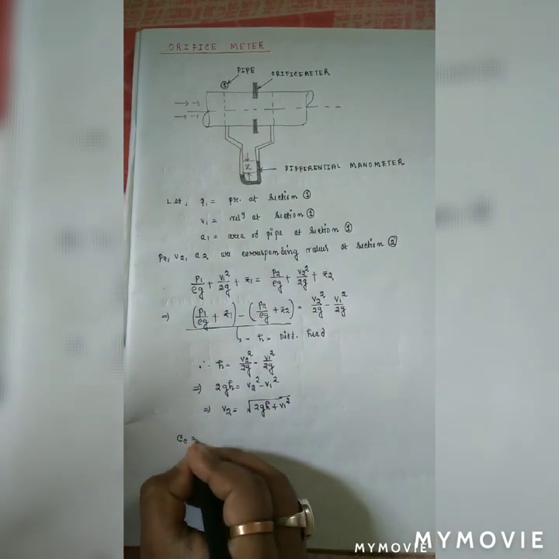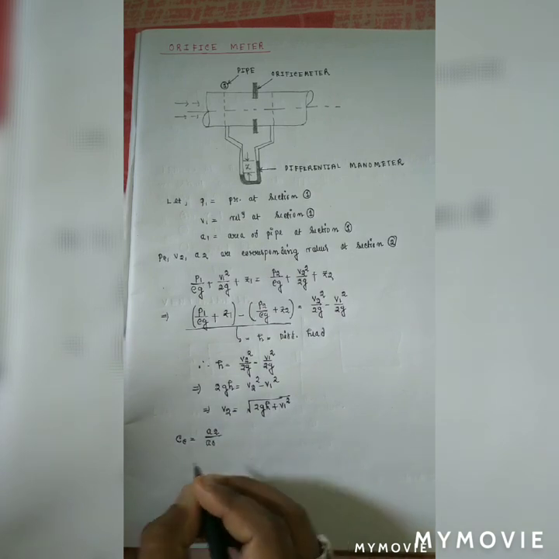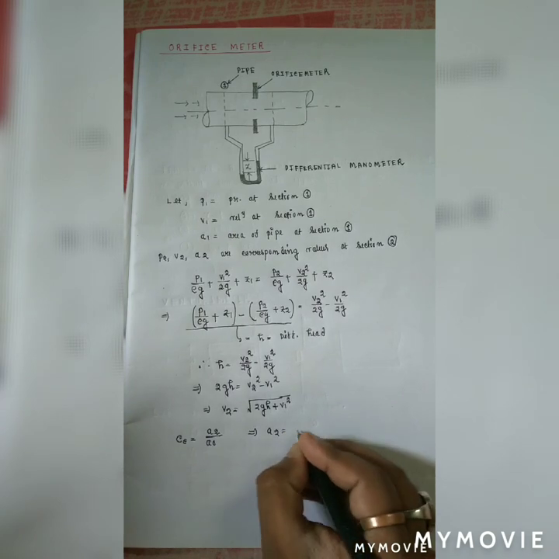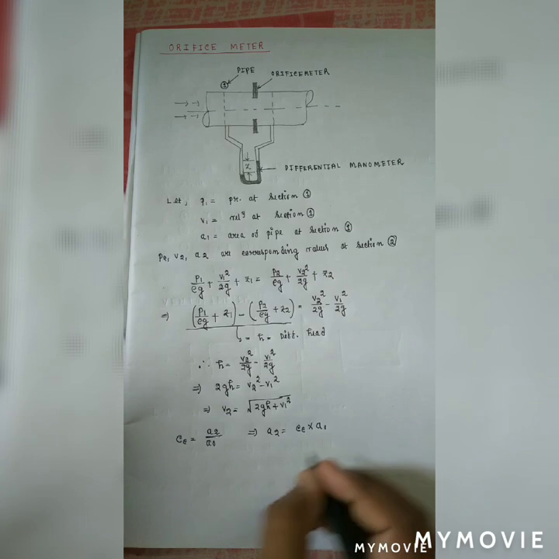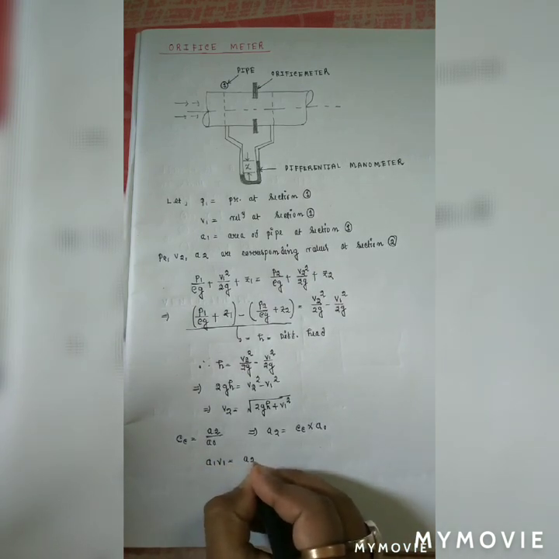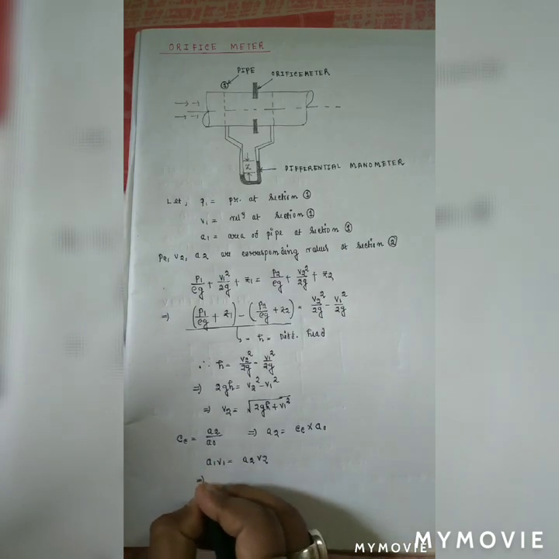Now next, we know Cc. What is Cc? Cc means coefficient of contraction. Cc equals A2 by A0, so A2 equals Cc into A0.